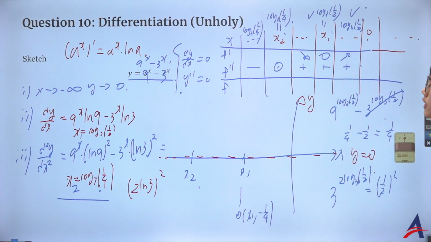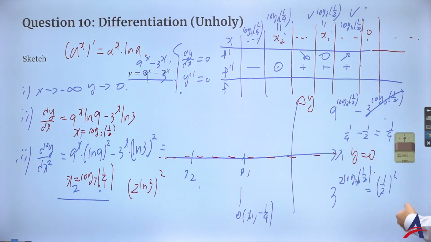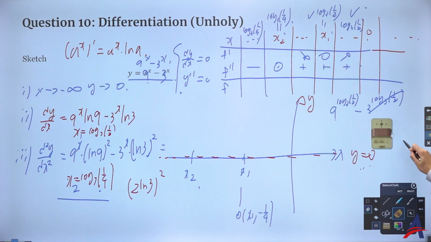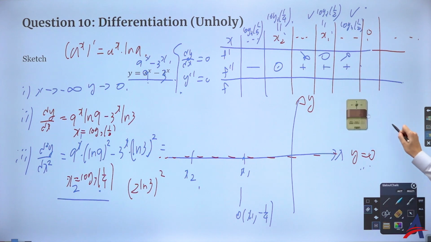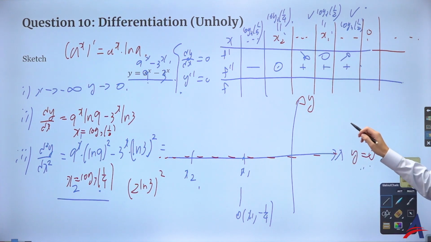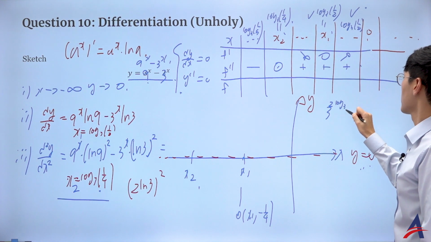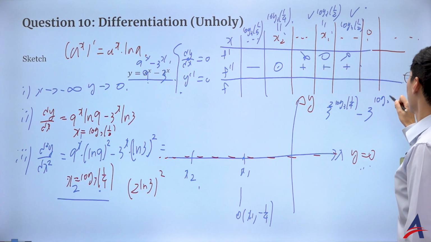Now let's try to plug x2 into my original function. If I put x2, which becomes 1 over 4 inside, what am I going to get? Let me erase that. It's onto the original function, right? Don't get it wrong. So 3 to the power of 2 log base 3 of a quarter minus 3 to the power of log base 3 of a half.